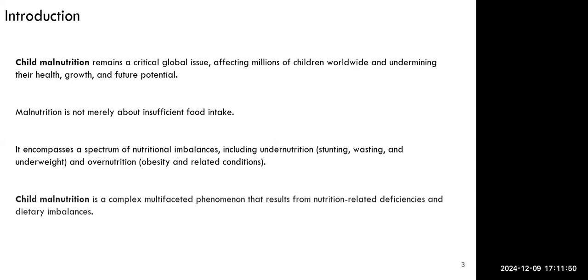It includes a different spectrum of nutritional imbalances, and it is further categorized into stunting, wasting, and underweight. And now, in recent times, researchers and different organizations have also started to include overnutrition, which is a growing problem around the world. To put it in simple words, they have proposed that it's a multifaceted, multidimensional phenomenon that mainly results from nutrition-related deficiencies, but there are different direct and indirect potential pathways that affect food security related measures, which in turn affect our children's intake, which affects child health outcomes.